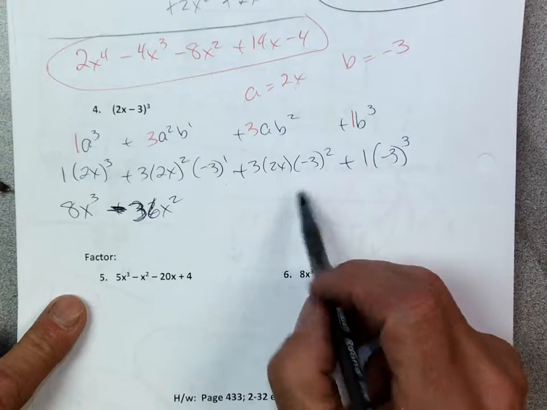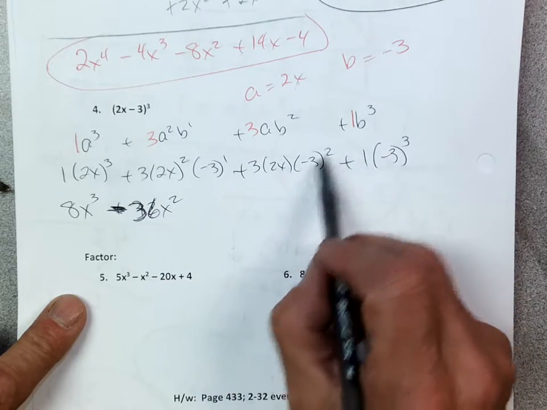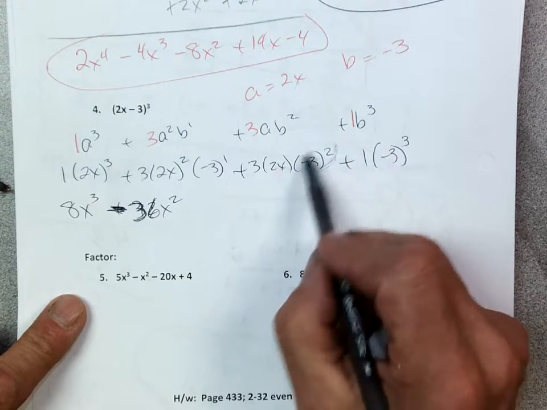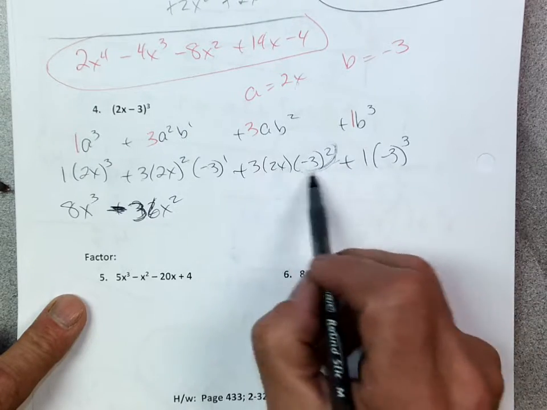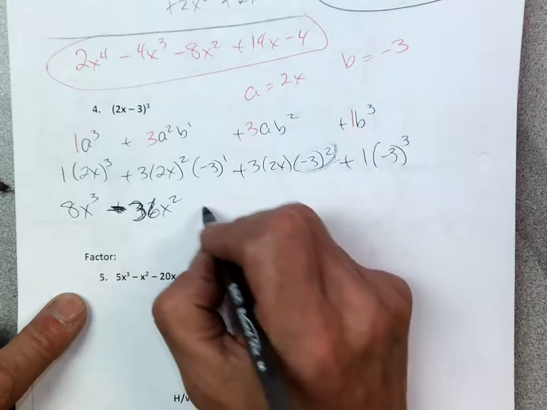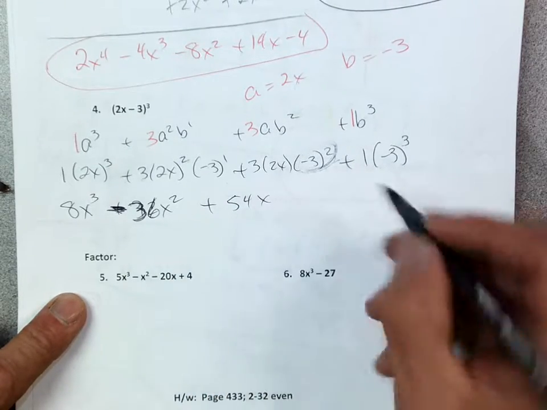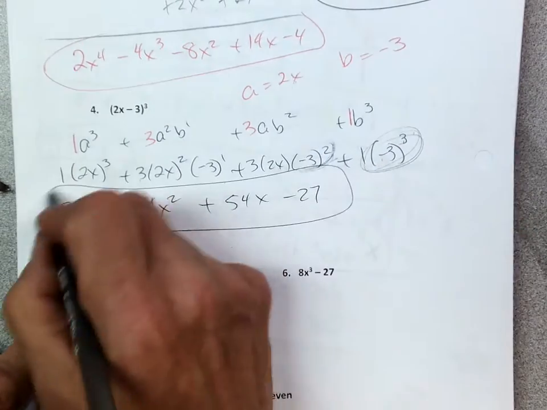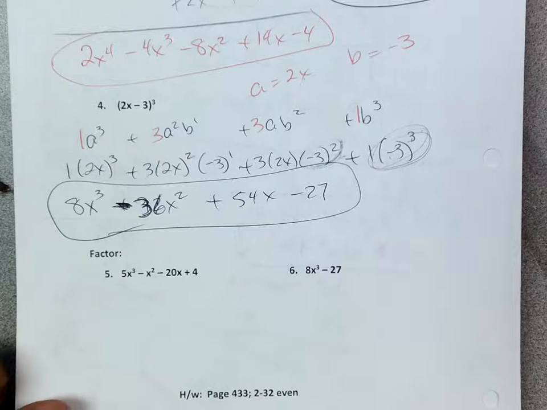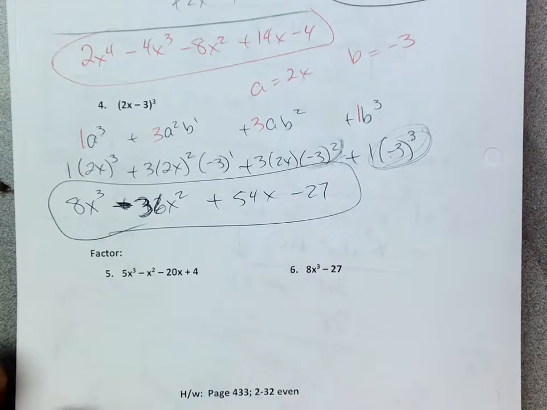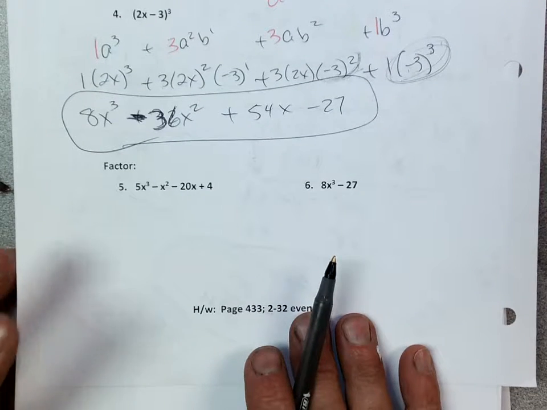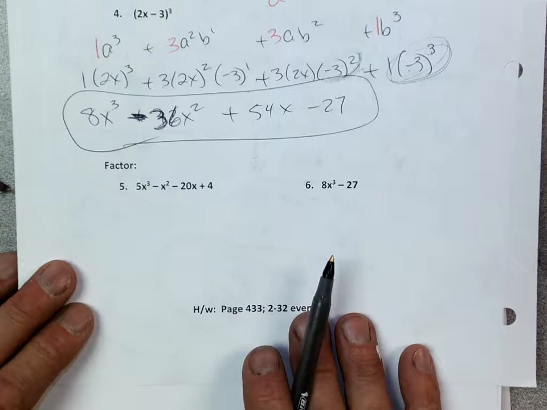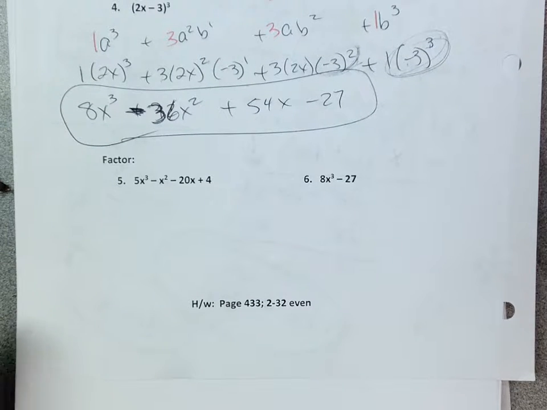Then, okay, that's a 9. You guys see a 9? 9 times 6 is 54. So plus 54x. And that's negative 3 times negative 3 times negative 3, which is a negative 27, okay? Always question what I do, because I do make mistakes, okay? I will never feel bad if you question me and I'm right, because I won't feel bad if you question me, okay? All right, 4 terms.